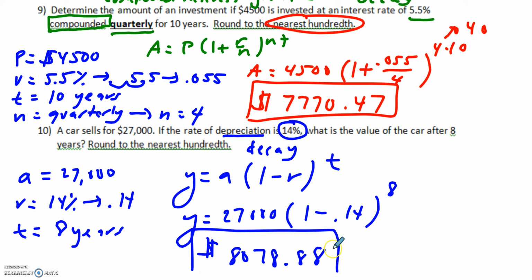Check this out though. The car started off at $27,000, and at a high rate of 14% loss per year, my car went down to $8,078.88. That is a heck of a depreciation. That's very unfortunate. Again, please make sure when you buy a car, don't have a value this high. Please watch your rate.